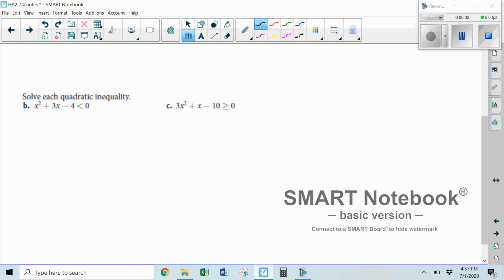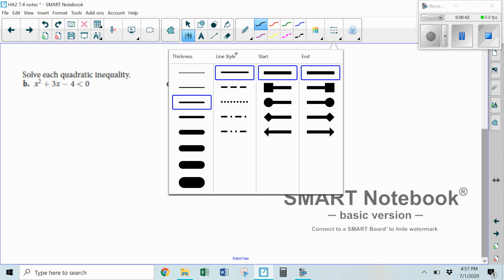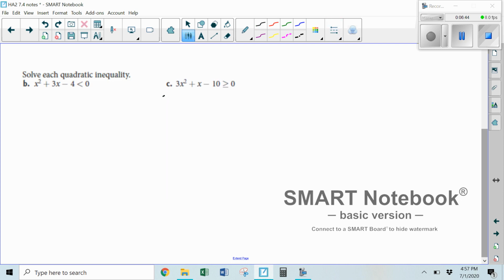All right, let's try the next one. This will be our last example, and then you can look at the one done for you if you want a little bit more practice. So start by factoring so we know what our two factors are.